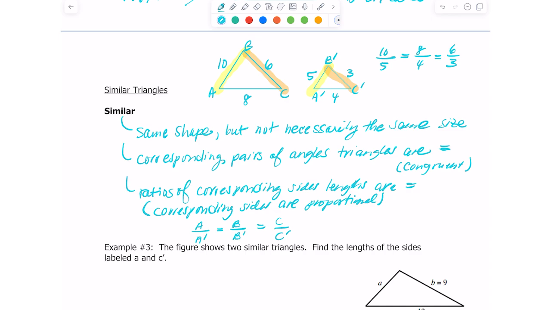Okay, and I want to change this too, so it makes more sense according to my drawing for you all. So AB is going to be the same thing as A prime B prime, and BC would be the same as B prime C prime, and CA is going to be the same thing as C prime A prime.